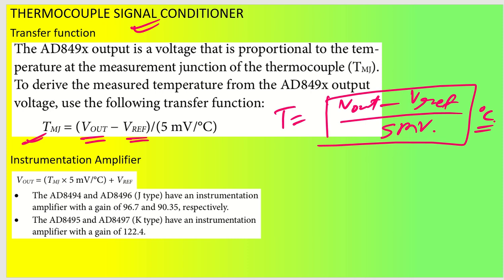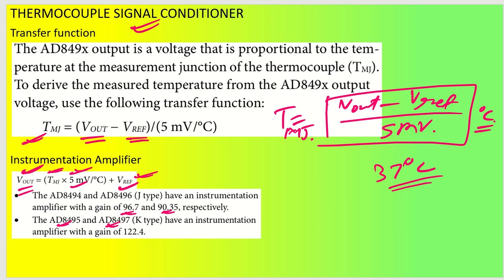Now you might want to find out what my output voltage actually is at any temperature. Let's say we have a temperature of 37 degrees centigrade. What is the voltage that you will be seeing? There are two types, 94 and 96. So their gain is 96.7 and 90.35. Similar to that we have 95 and 97. In that case we have a gain of 122. Understood? So my output voltage will be TMJ multiplied by 5 millivolt plus V reference. So this is the output voltage that you will be getting. Okay.